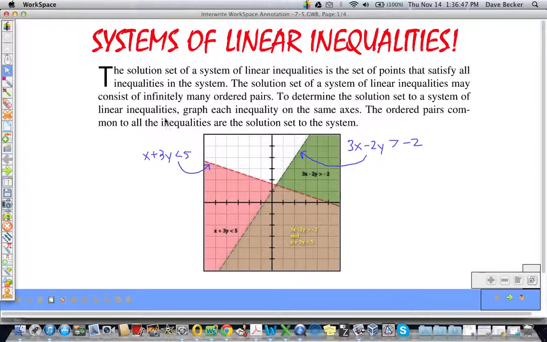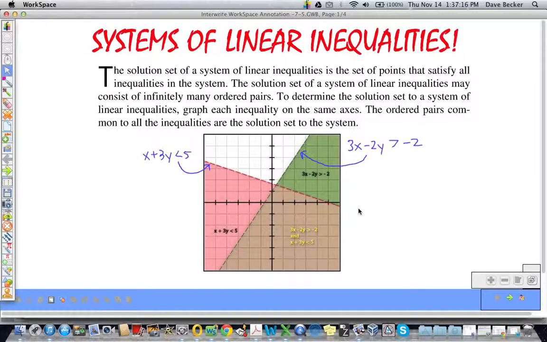And today we are talking about systems of linear inequalities. What is a system of linear inequalities? Well, we have one right here. The system is made up of these two inequalities: x plus 3y is less than 5, and 3x minus 2y is greater than negative 2. And these are graphed right here and right here.